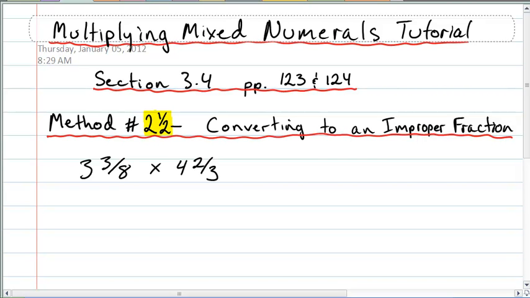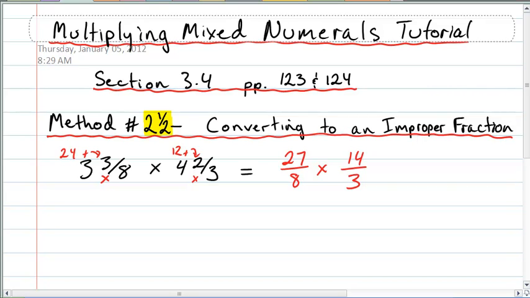Alright, so what you do with this is you convert your mixed numeral to an improper fraction. So 3 3/8, we know 3 times 8 equals 24 plus 3 equals 27 over 8, times, then we have 4 times 3, which equals 12, plus 2 equals 14 over 3. And so what you do here, when you're at this stage, is you look for ways to simplify.